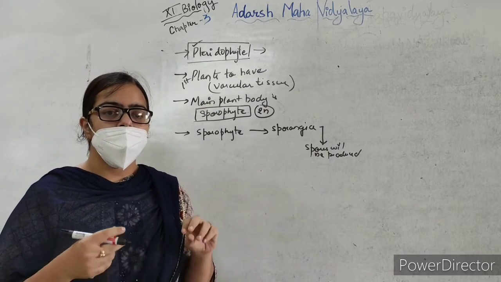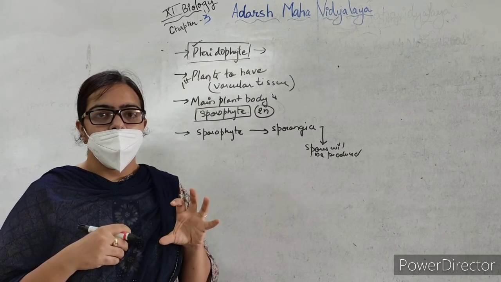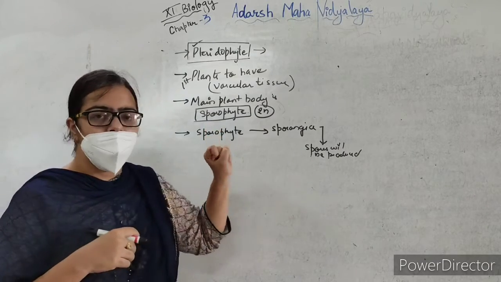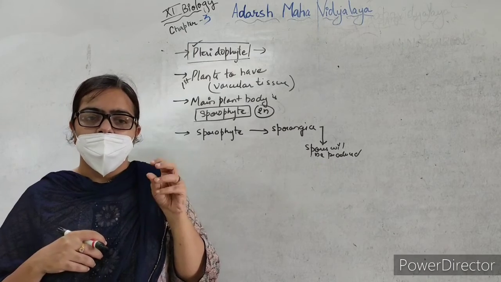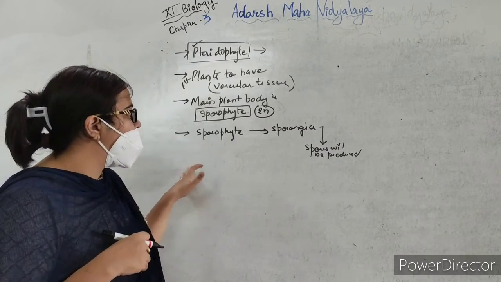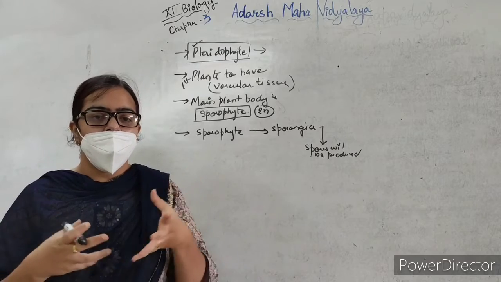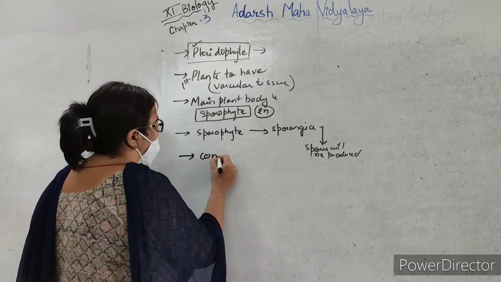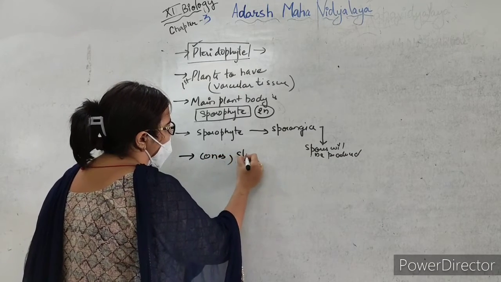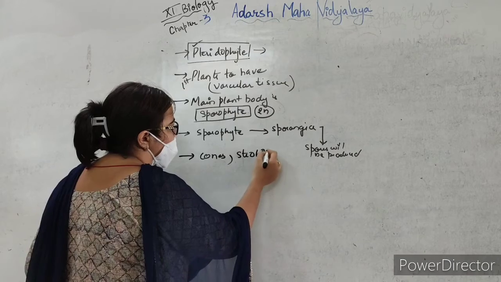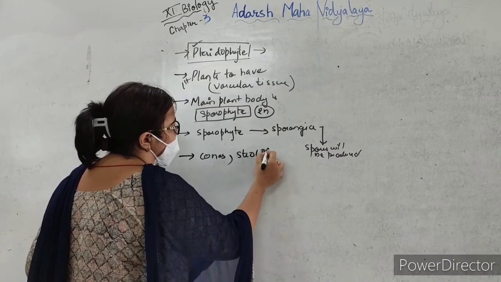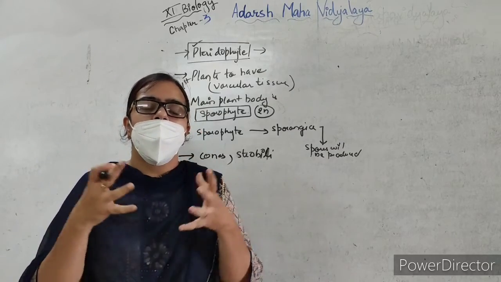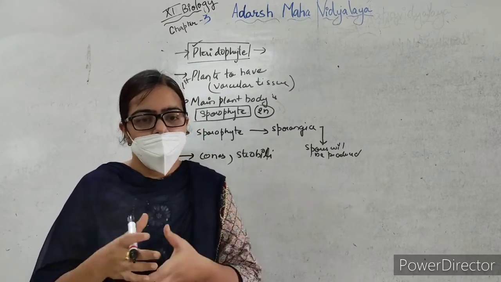The sporangia can be present on the leaves, and these are called sporophylls, or they can unite and form compact cones or strobili. These are the compact cones formed by the aggregation of the spore-bearing leaves.